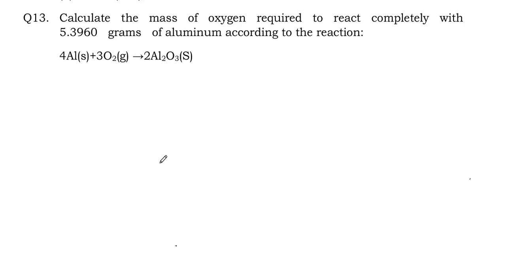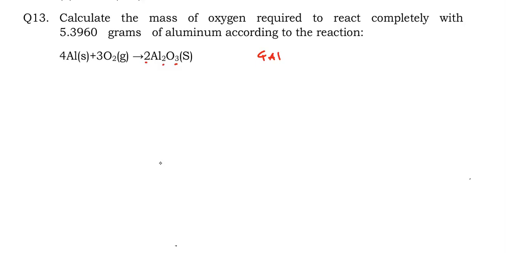So the first step we need to do, we have to check if the equation is balanced. We have 4 atoms of aluminium on this side. What about this side? We have 2 times these 2, we also have 4, so it is balanced. What about oxygen? We have 6. What about here? We have 3 times these 2. We also have 6. So the equation is balanced. We have no problem with balancing the equation.